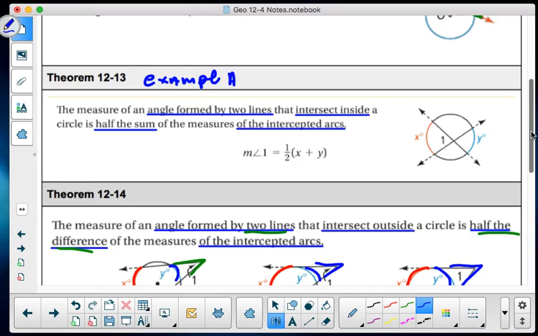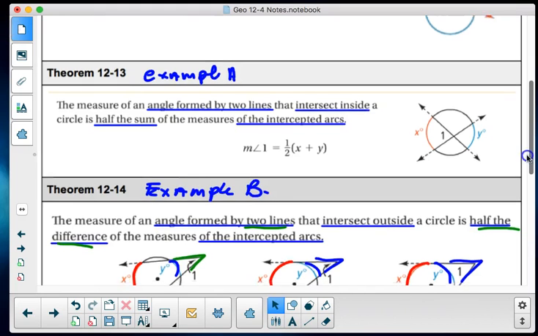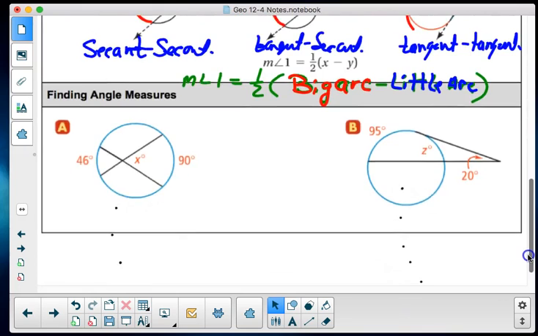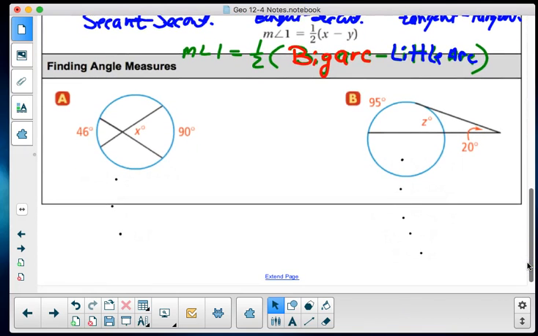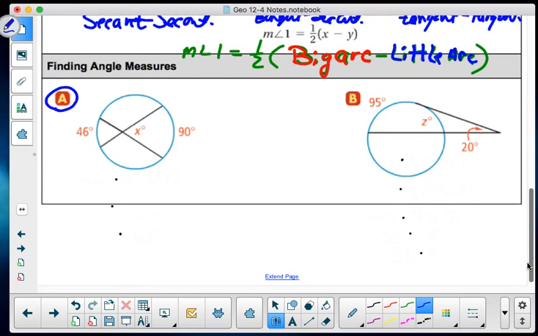And the B, this is 1214, this is example B. So keep in mind which one I'm giving you an example on as we go through. Now, here I'm looking at an angle measure. In letter A, I have two chords crossing, and they create an arc that is intercepted.